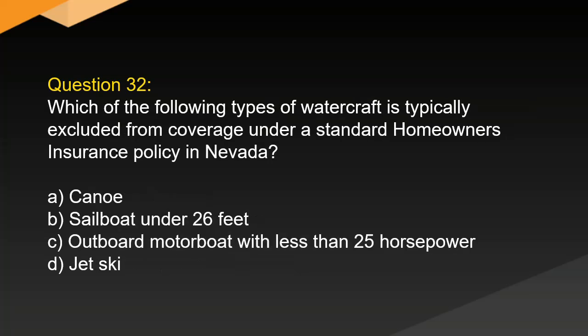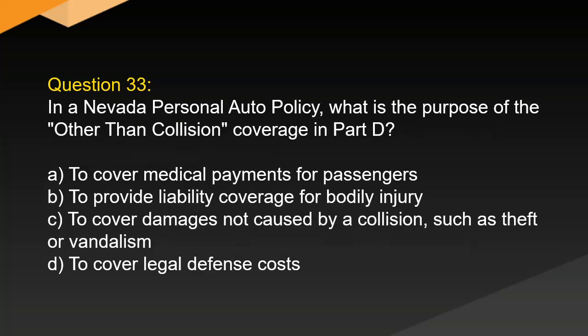Question 32. Which of the following types of watercraft is typically excluded from coverage under a standard homeowner's insurance policy in Nevada? A. Canoe. B. Sailboat under 26 feet. C. Outboard motorboat with less than 25 horsepower. D. Jet ski.